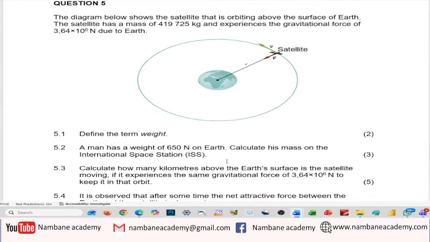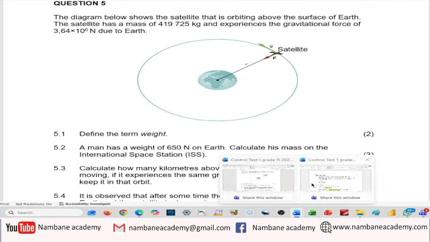Then the next question: a man has a weight of 650 newtons on Earth. Learners were asked to calculate his mass on the International Space Station, ISS. So here we were checking whether learners understand that the mass of an object or of a person will not change if a person moves from one planet to another, or one place to another. The mass will remain the same. The only thing that will change is the weight of that person because of gravitational acceleration. So the learner can use information on Earth to calculate the mass of the person.